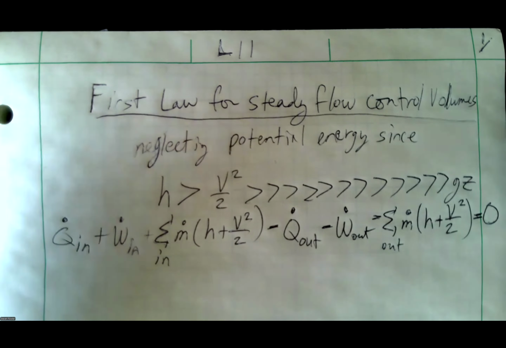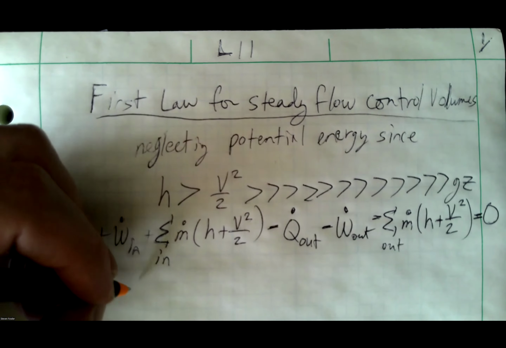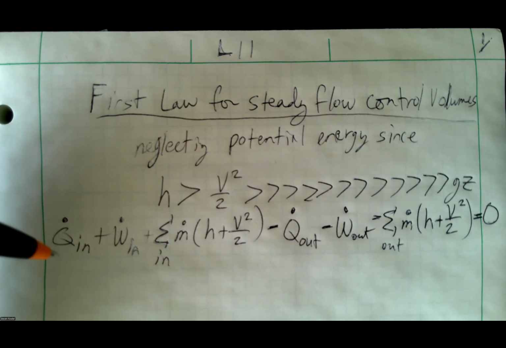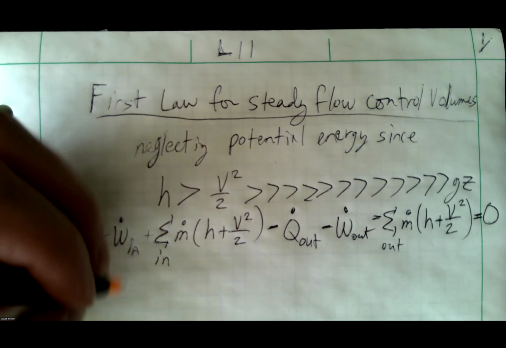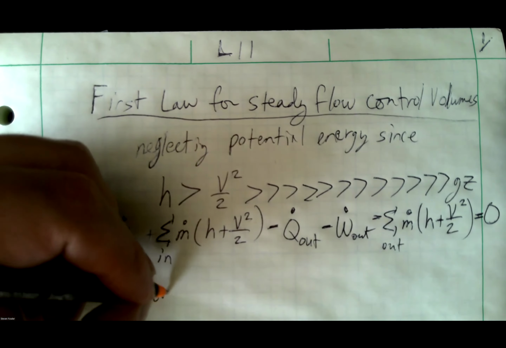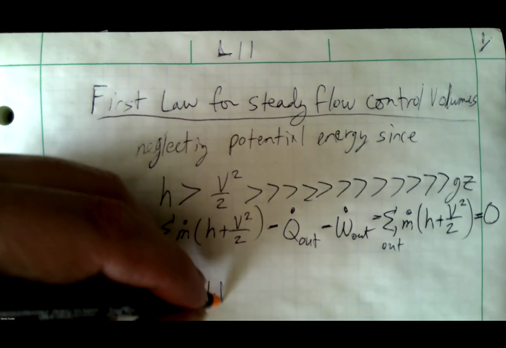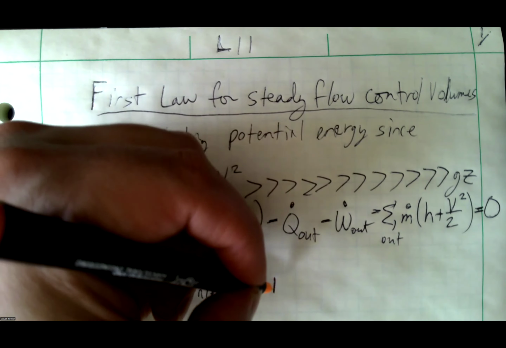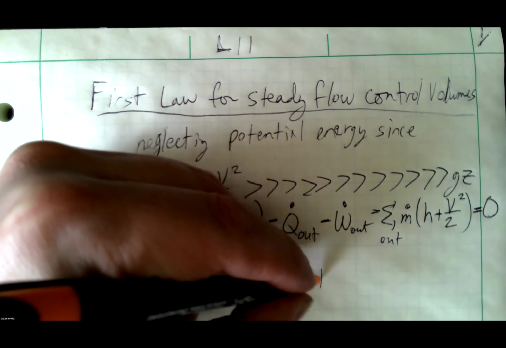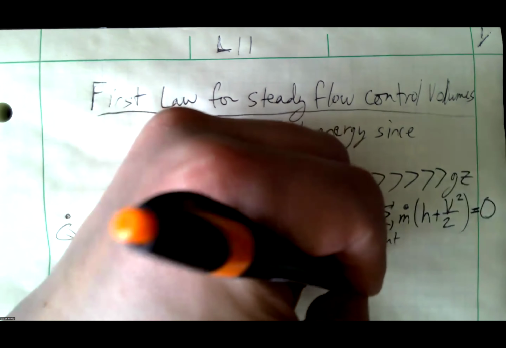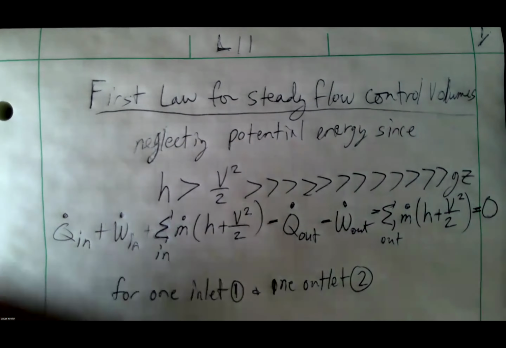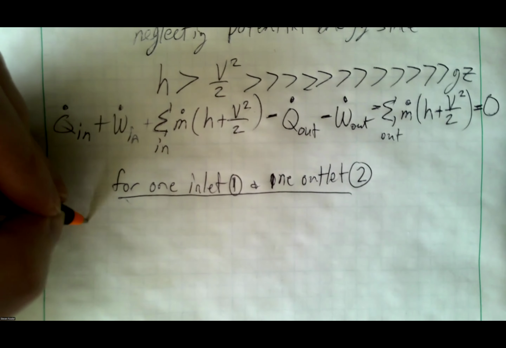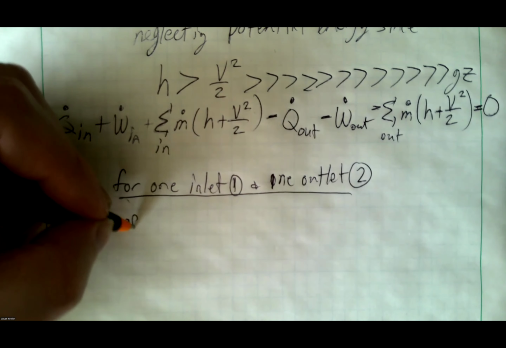Now, if we simplify this a bit, if you look in the PowerPoint slides on lecture 11, the next thing it says after the general first law for control volumes is, what about if I've got one inlet, we'll call it 1, and one outlet, we'll call it 2. This can actually simplify a little bit, but we need to consider first the conservation of mass.